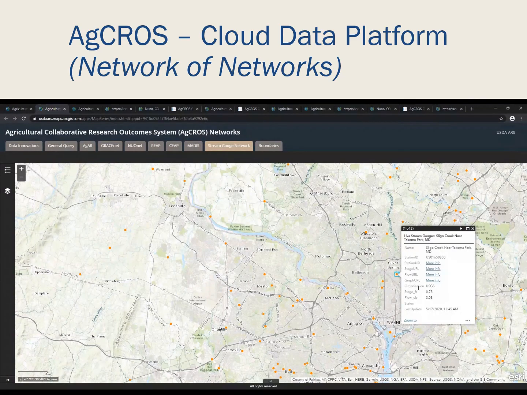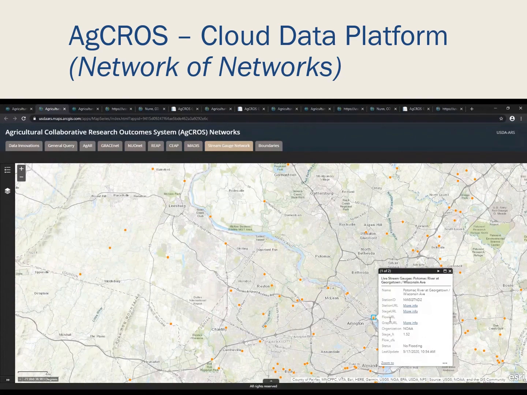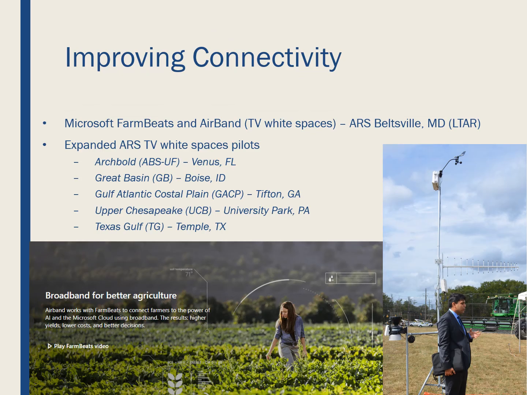Here we are looking at stream gauge data from USGS and NOAA. We have Microsoft TV Whitespace technology installed at our Beltsville, Maryland location. Our current goals are to conduct a spectrum evaluation at 5 additional ARS sites, hopefully later this summer. Once we have this information, we will be working with Microsoft and Verizon to develop concepts to solve some of our data communication issues.